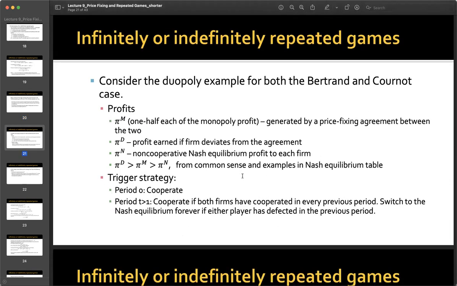So let's consider the duopoly example for both Bertrand and Cournot. So here you've got profits of pi m, okay? And because it's a duopoly, it's 1/2 of the monopoly profit, okay? So you decide, you share, okay? Pi m is half of the monopoly profit generated by a price fixing agreement between the two. Pi d is the profit earned if the firm deviates from the agreement, okay? And pi n is the non-cooperative Nash equilibrium profit to each firm. Now, the one period deviation profit is higher than when you share the monopoly, and it's higher than under Nash equilibrium, right?